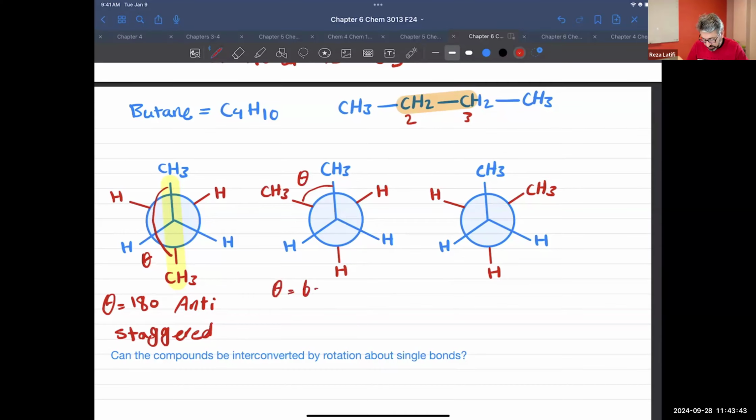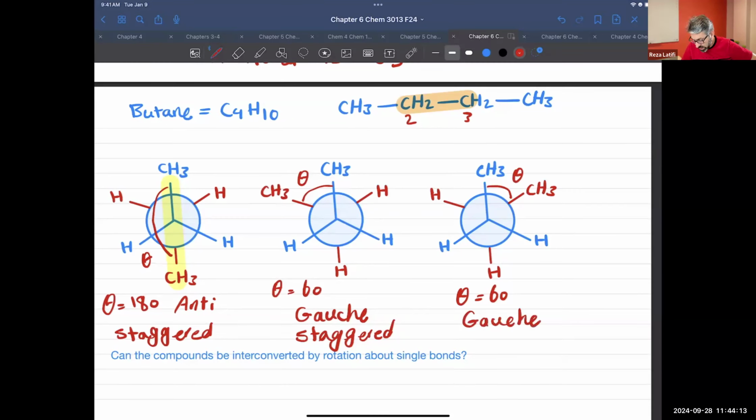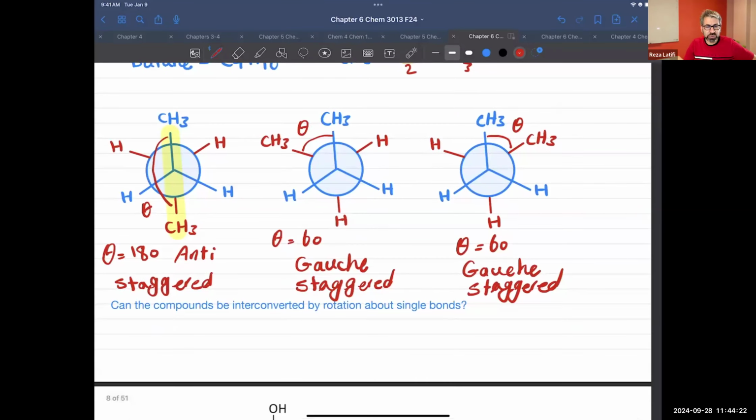And the next one is that the 2 methyls are 60 degrees far from each other, and the name for it, again, this is going to be a staggered structure, but we call it gauche. So it's staggered and gauche as well. And the third example, you have the methyl groups 60 degrees far from each other. The dihedral angle is 60, so it will be gauche. And again, it will be a staggered conformation.